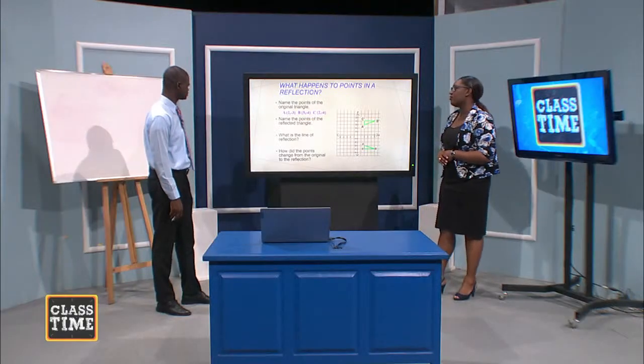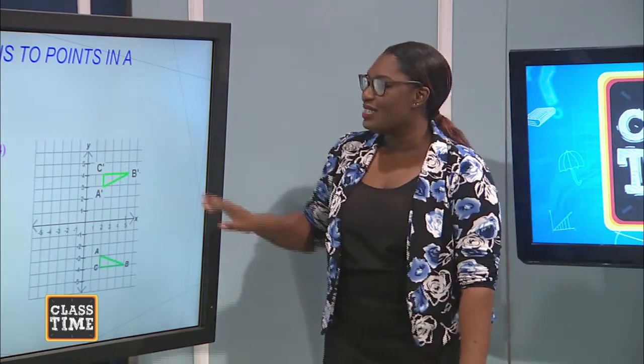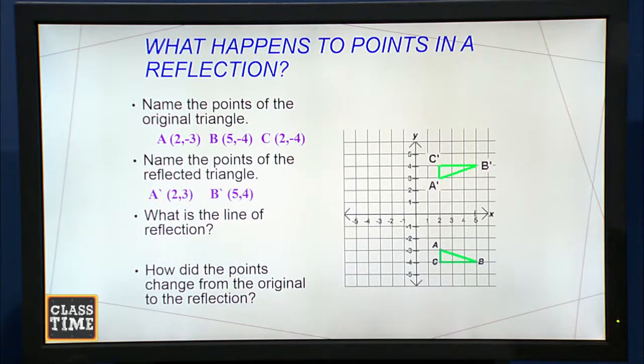Name the points of the reflected triangle. Again, let's go real quickly. So A prime is 2, 3. B prime, 5, 4. And C prime, 2, 4. Now, just by observation, we are not even going to count.